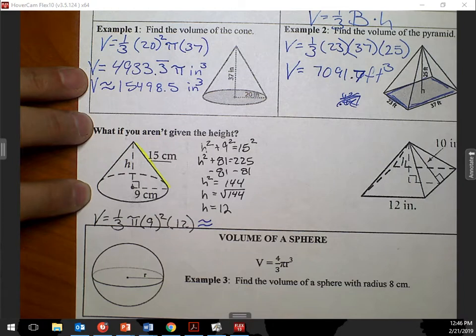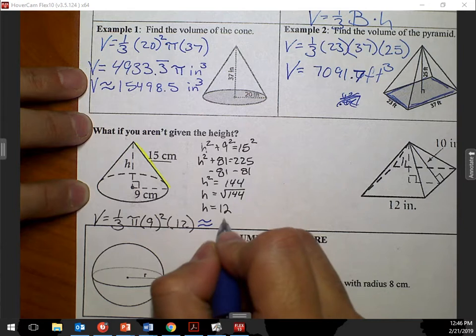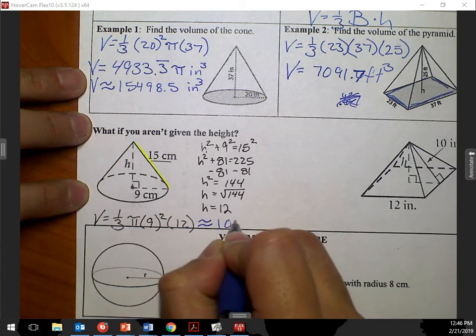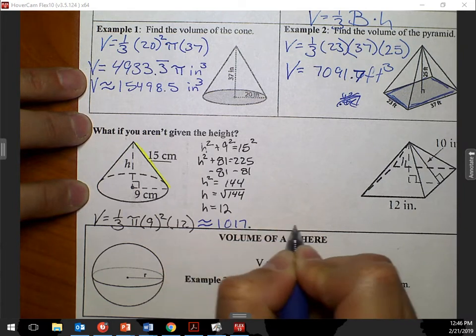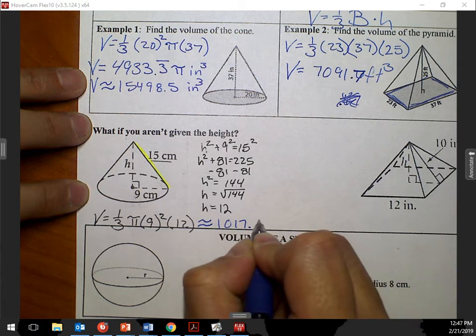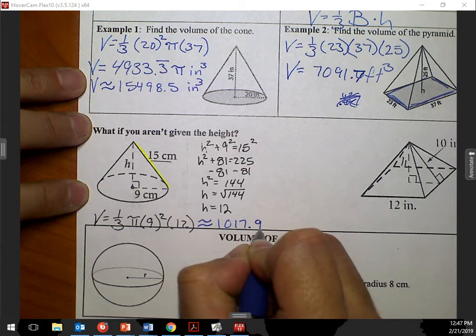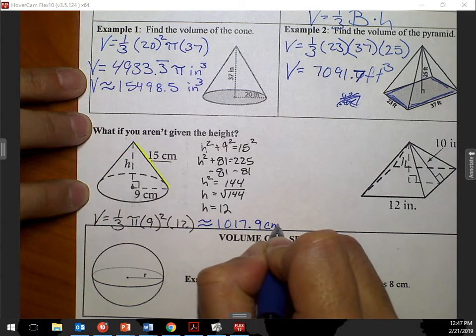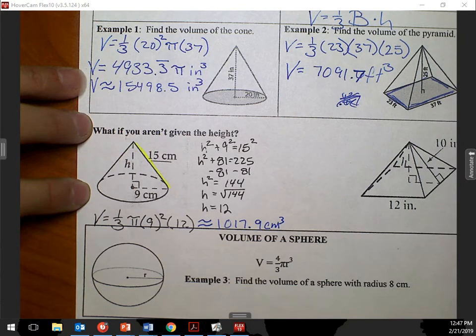Hey, you have a calculator. You know that, right? Calculate. It's 1,017. What do we get? 1,017.87, which would make it a 9. What are my units? Centimeters cubed. You guys agree?